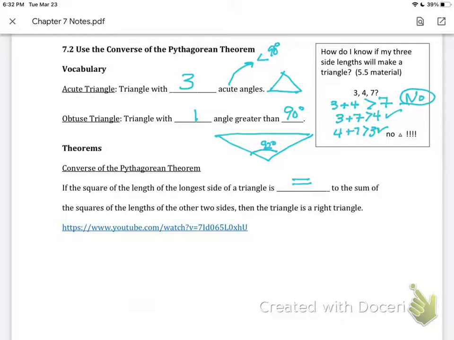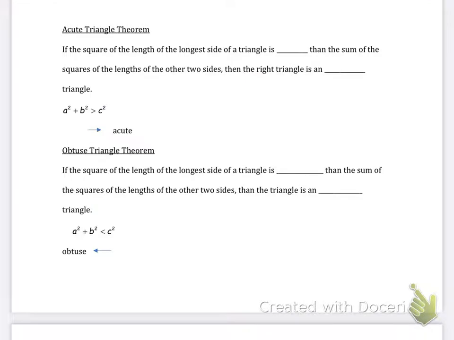That's what converse is. Okay, in here I have a video embedded. So if you open up your notes packet, you can cut and paste this into your browser, and it will show you a video on YouTube about Pythagorean theorem. So let's keep going. Okay, we're going to talk about acute triangles and obtuse triangles. And there's one word I need you to cross out here, so I'll tell you that in just a second.